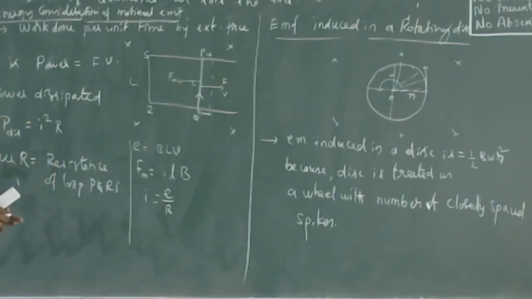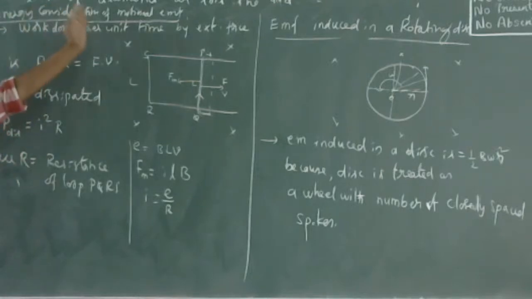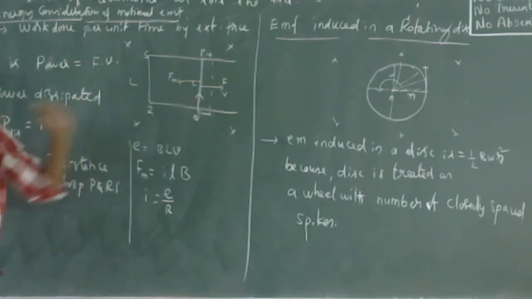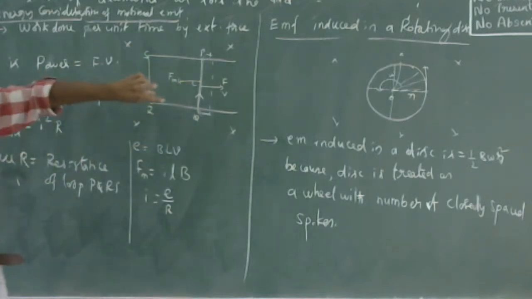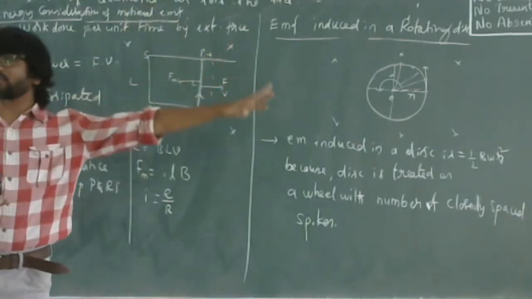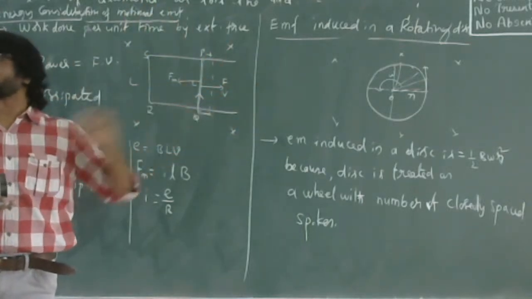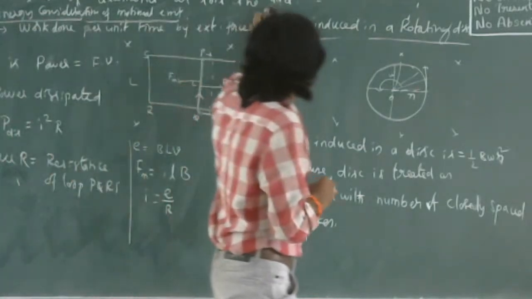So this is briefly about the energy consideration of motional EMF. The work done per unit time in moving the wire or rotating the wheel, and the power dissipated per unit time given in terms of induced current, is given by this. It is applicable for both cases. Next, write down the subheading eddy currents.